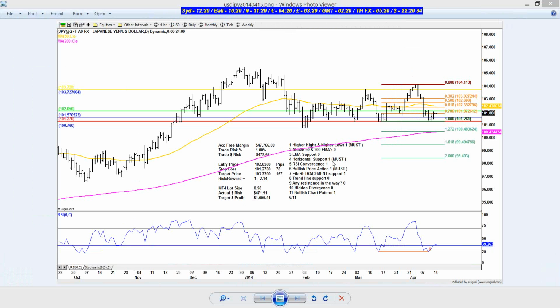Higher highs and higher lows. Above the moving average. EMA support, horizontal support. Yep. RSI convergence. Bullish price action. Pivot retracement. Trend line. Resistance in the way. Hidden divergence, bullish chart pattern. I'd have to agree with all of that. Although you've given fib retracement, I wouldn't give that because you're basically back where you're at.